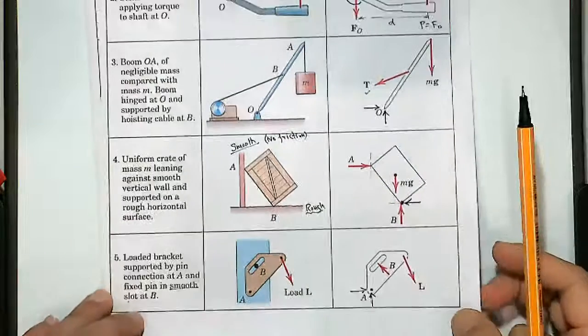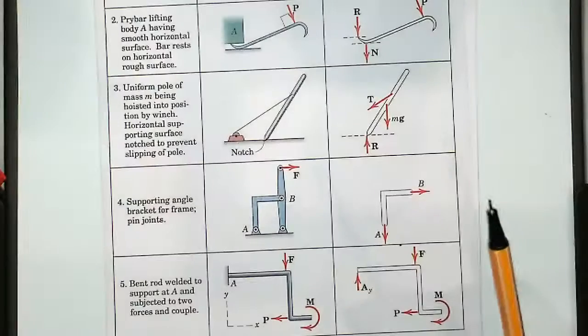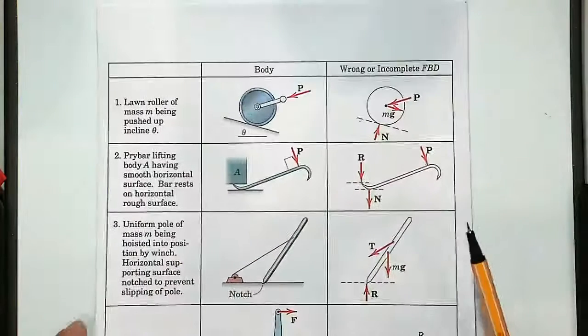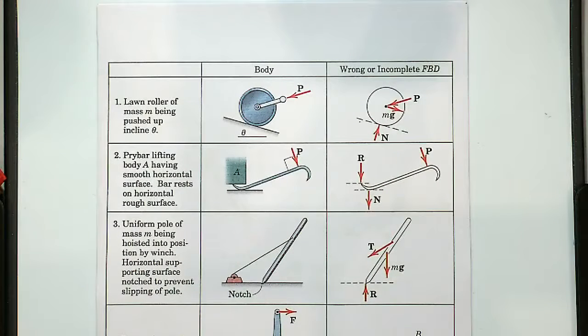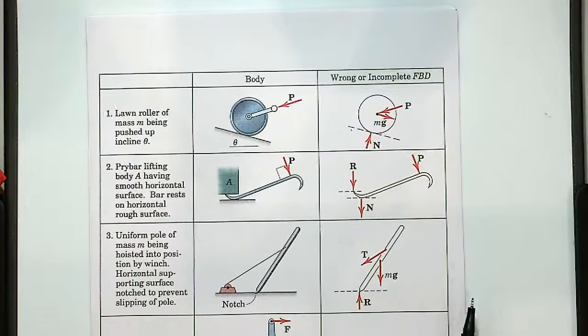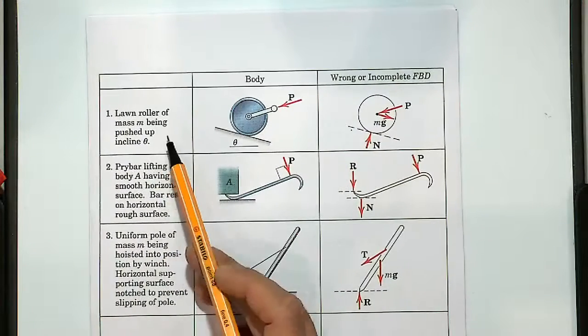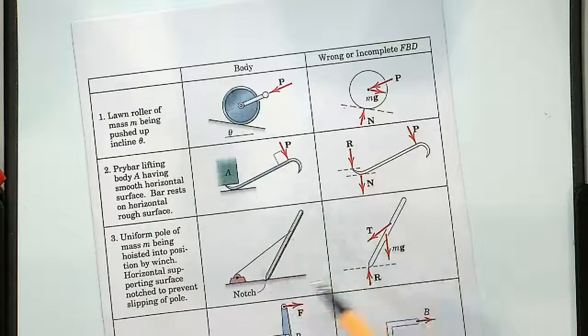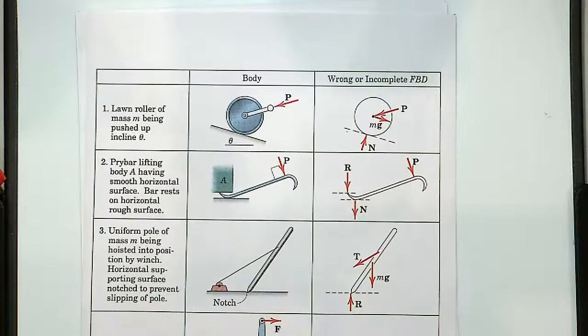Okay, so these are slightly warm-up problems. These ones are slightly tricky because either they are wrong or incomplete. So the first one, you are pushing a lawnmower of mass M being pushed up at an incline theta. So can you say what is wrong? First one. Yeah, go on.